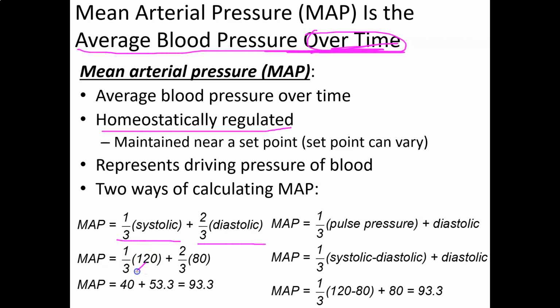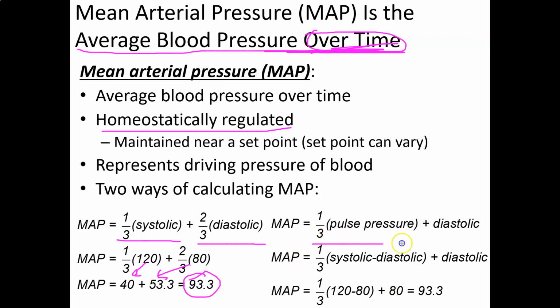So if we take 1/3 of 120, that's 40. We take 2/3 of 80, that's 53.3, and we add these together, and that gives us a mean arterial pressure of 93.3. I don't like this measurement for a couple reasons. One, it's really easy to invert the systolic and diastolic pressure. That's one of the biggies. I see students oftentimes making mistakes when they do 2/3 systolic, 1/3 diastolic. And also sometimes students have trouble on a calculator in class figuring out how to take 2/3 of the diastolic pressure. I think a much easier measurement is the second one.